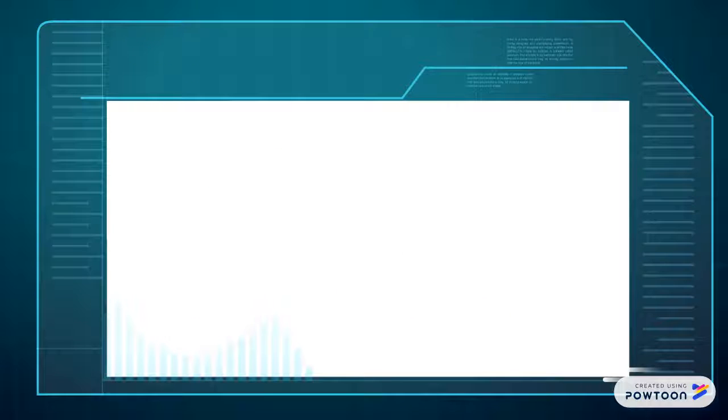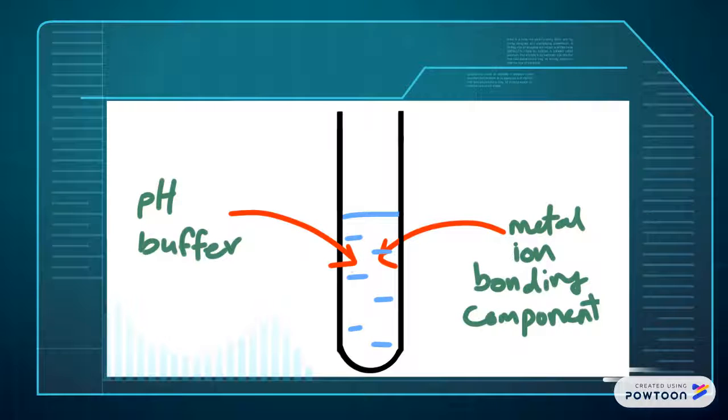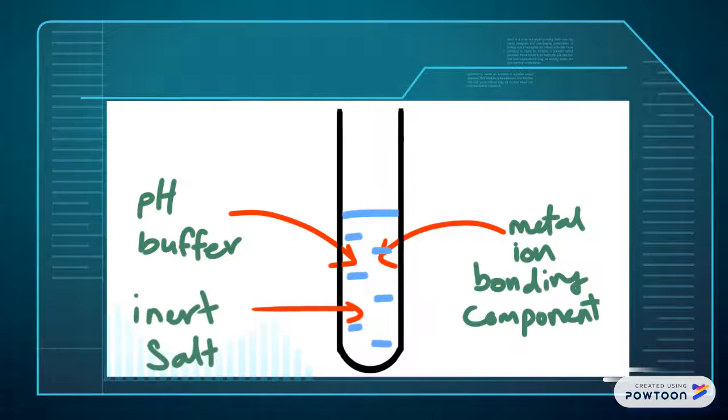TISAB contains three components. Firstly, a pH buffer to keep the pH at 5 such as acetic acid, and a metal ion binding component like EDTA to prevent the fluoride ion from binding to metal ions, and lastly, an inert salt, NaCl or KNO3 to provide constant ionic strength.